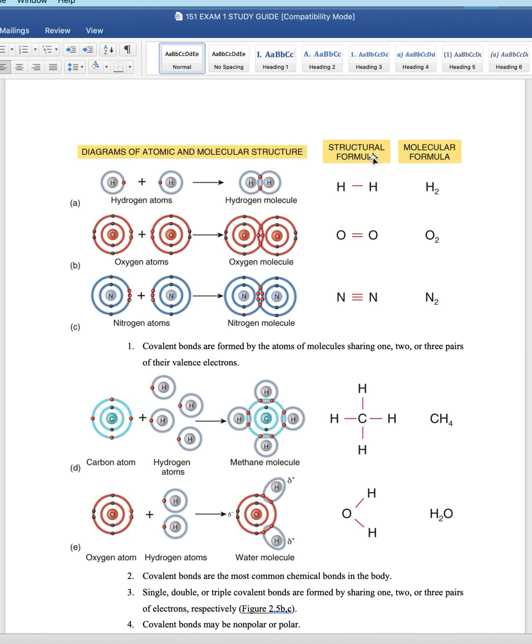So covalent bonds are going to be formed by sharing electrons. So instead of transferring them, they're going to be shared equally or unequally. If they're shared equally, it's called nonpolar, such as these 2 hydrogens each sharing 1 electron with each other. Now they're happy.